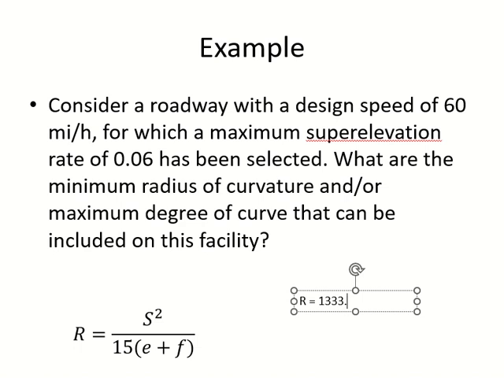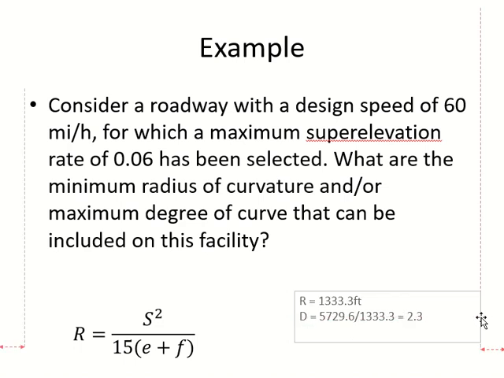Point something. 0.3. Okay, they also ask for degree of the curve. Okay. How much? 4.29. 2.2, 2.3, huh? 4.9. 4.